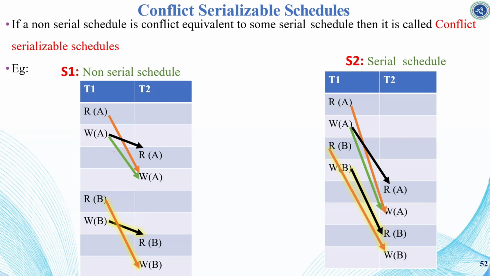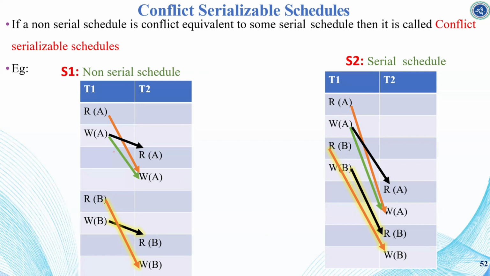Here, write B. So how can we conclude this? The non-serial schedule S1 has the same conflicts as the serial schedule, in the same order. The order of the operations is also the same. So we can say this is conflict equivalent, right? So if the second schedule that is conflict equivalent is a serial schedule, then we can call it a conflict serializable schedule.